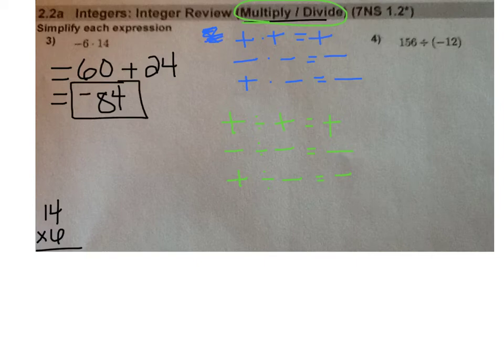Okay, and you can do it traditional math. You would show the steps off to the side, so 6 times 4 is 24, carry my 2, 6 times 1 is 6, plus 2 is 8. 84. And again, it would still end up being negative because it's a negative times a positive.